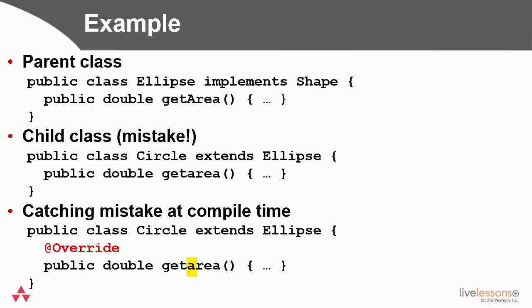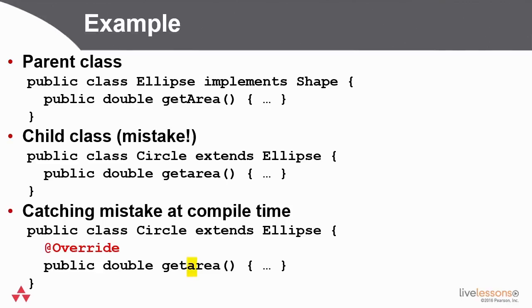Well, now Java catches me at compile time. This code won't even compile, and you'll get an error message saying there is no method from the parent class called getarea. And I'll say, yes, there is, and the compiler will say, no, there's not, and I'll eventually see that it must be right and realize, oh, I made a typo. I thought I was giving the same method name and signature, but I wasn't. I spelled it wrong.